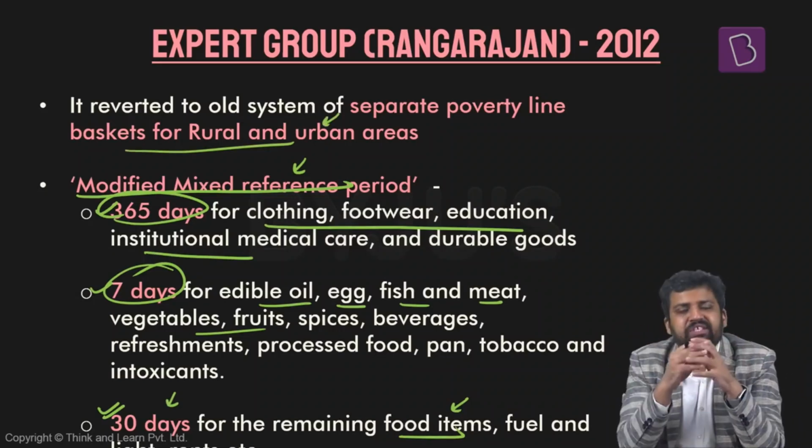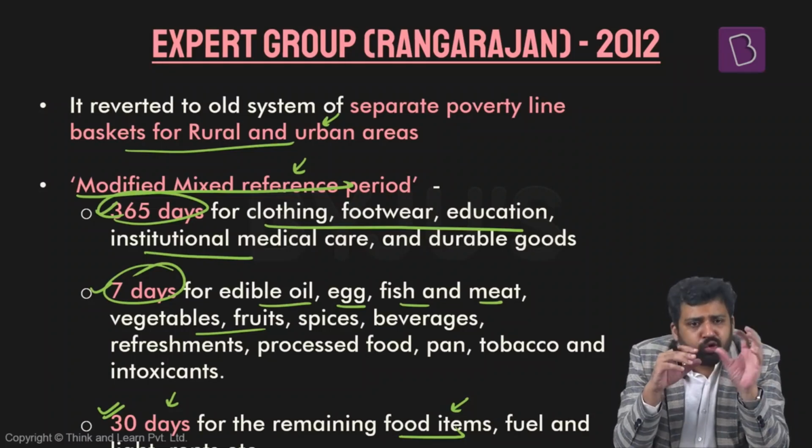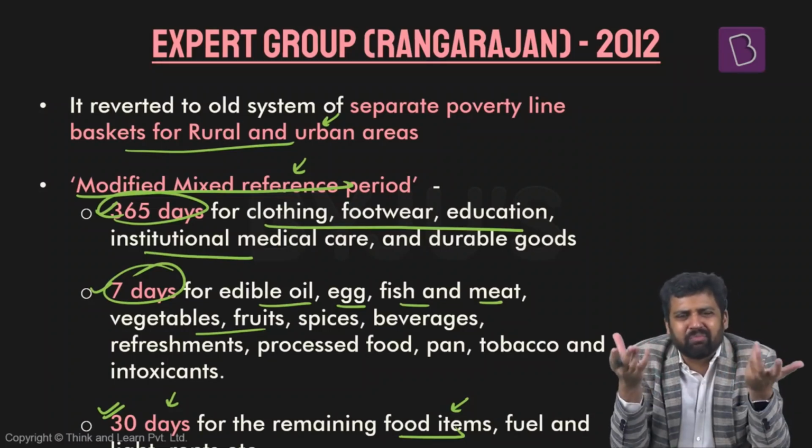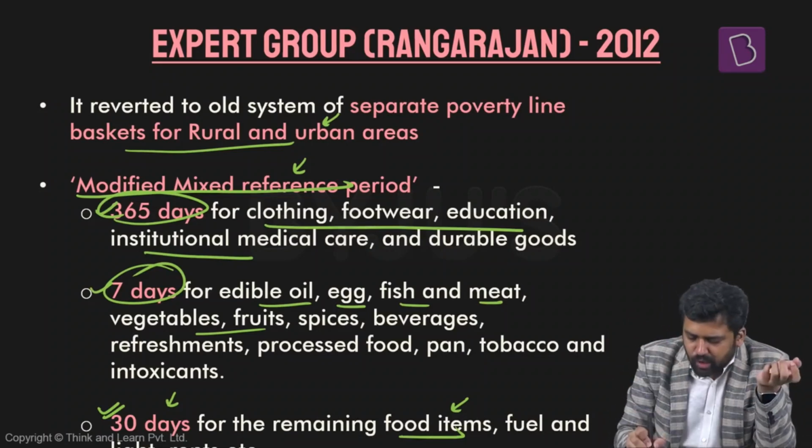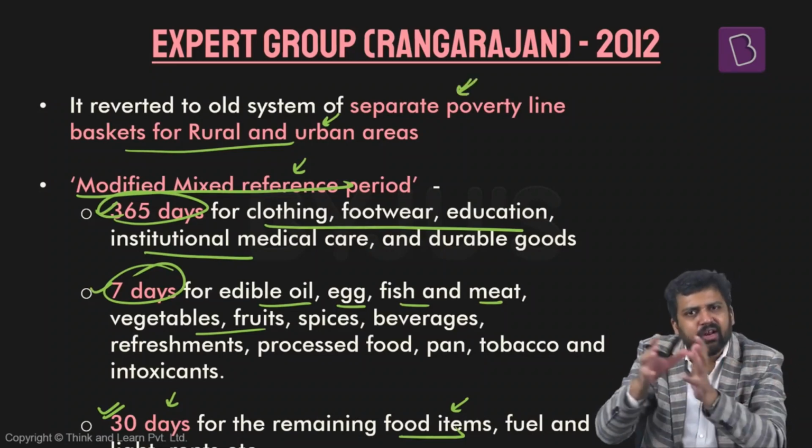Apart from that, one of the assumptions the Tendulkar committee made was that in rural areas and urban areas, the consumption is more or less the same, and we need to have just one uniform poverty line basket. This committee is not agreeing with that. They're saying that in rural areas and urban areas, the consumption varies, so they are now separating the poverty line baskets. In urban areas, you have a particular kind of poverty line basket. In rural areas, it is different.